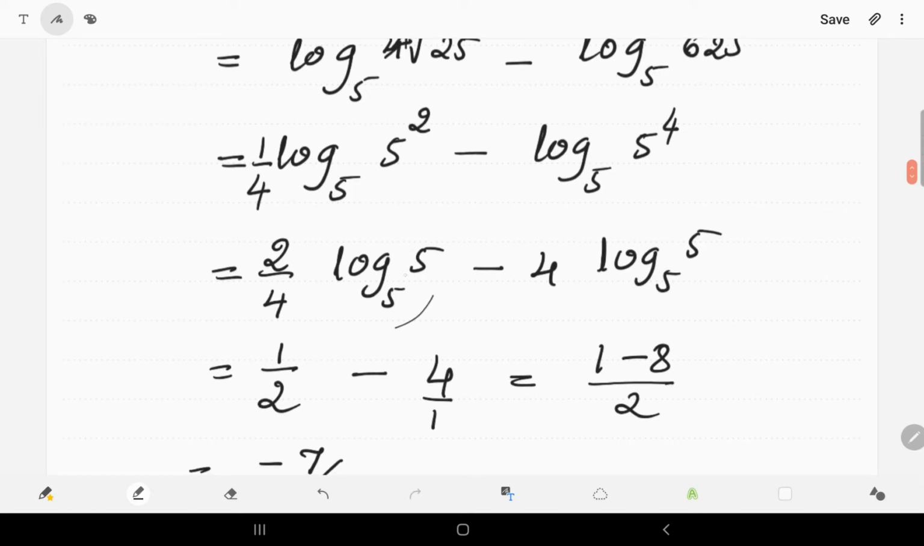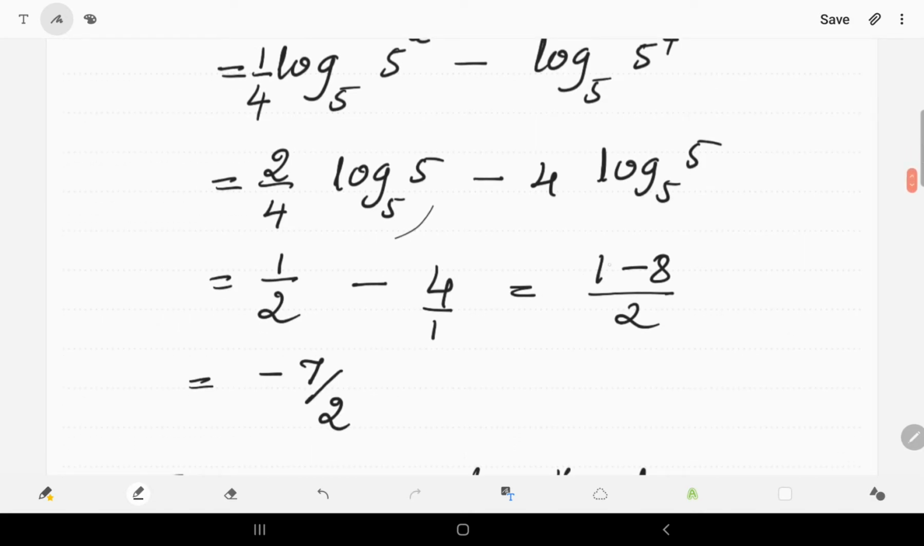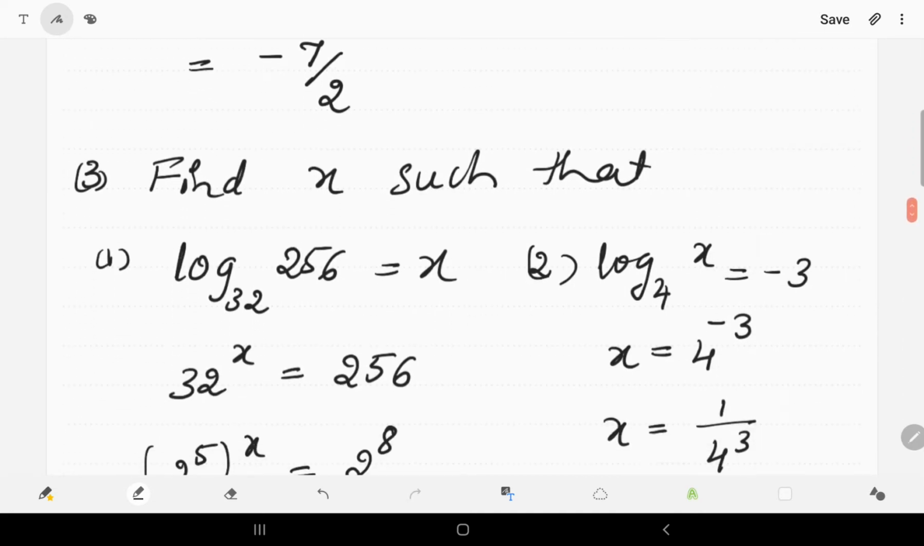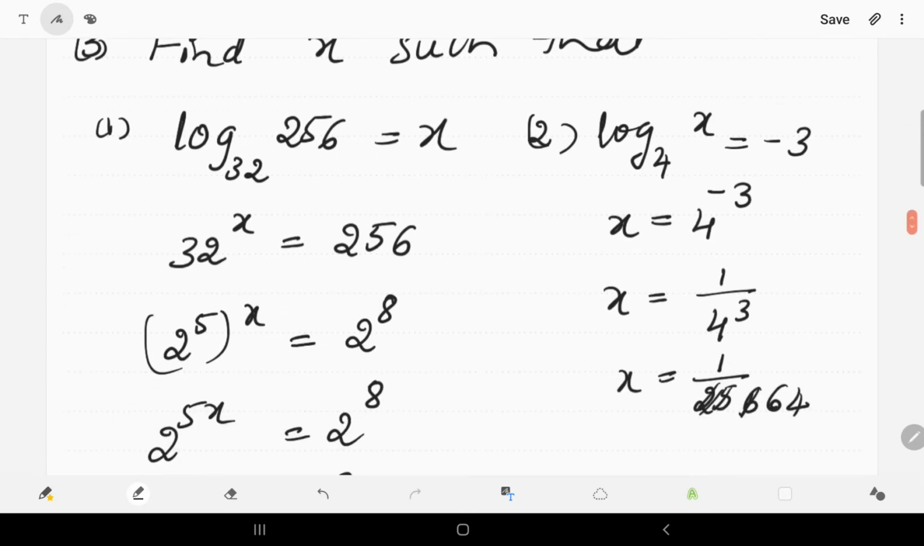So again log of 5 to the base 5 is 1 and log of 5 to the base 5 is 1. So it is 2 by 4 is 1 by 2 and this value is 1, this value is 1, so 1 by 2 minus 4, that is nothing but 1 minus 8 by 2, that is minus 7 by 2. Next one, find x such that log of 256 to the base 32 is equal to x.